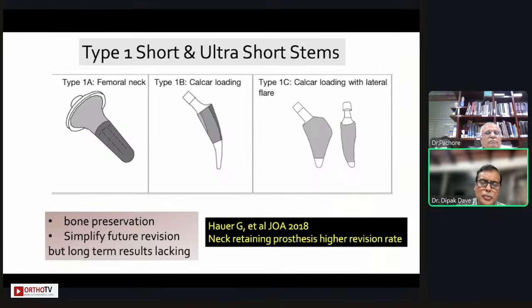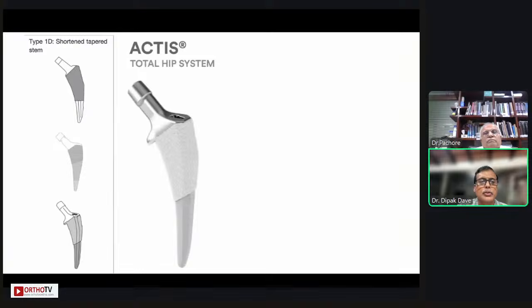These stems come into the market, they are widely used particularly in European countries, and then with some bad results they are taken away. So like that it comes and goes. We have to be a little careful before using this. The main advantage is bone preservation, and we try to keep the future revision in our mind. For that reason, this stem came into practice, but it is not routinely used.